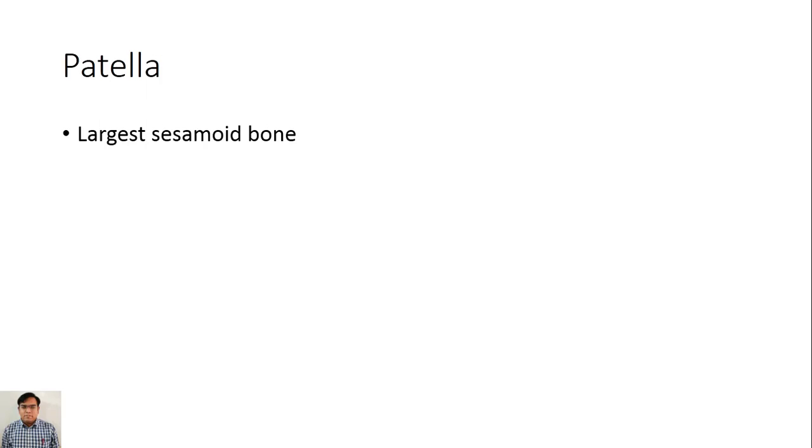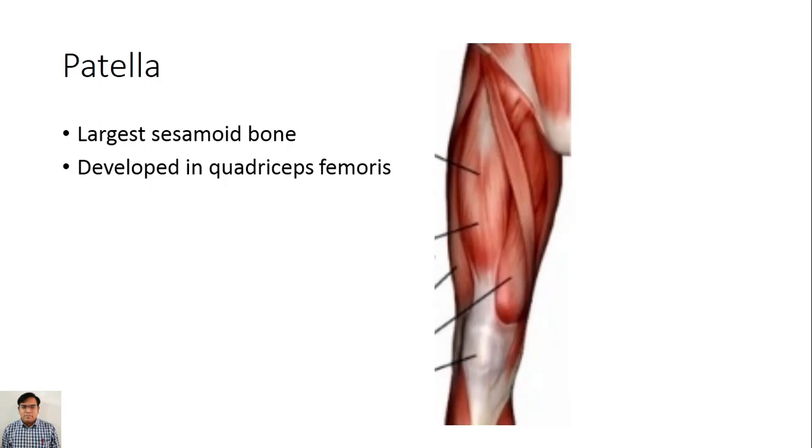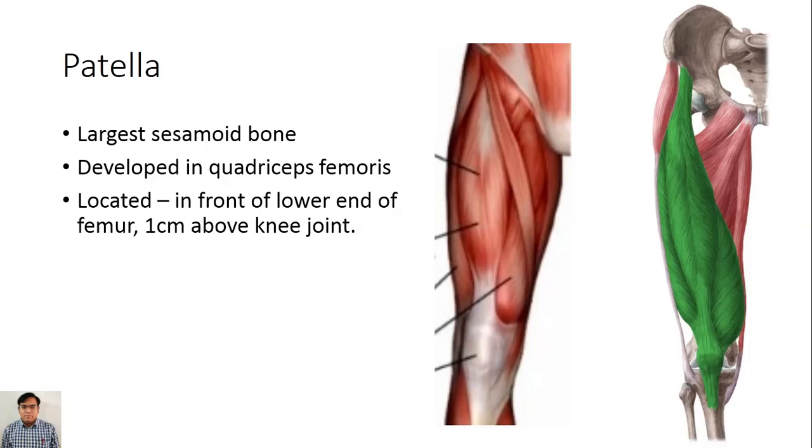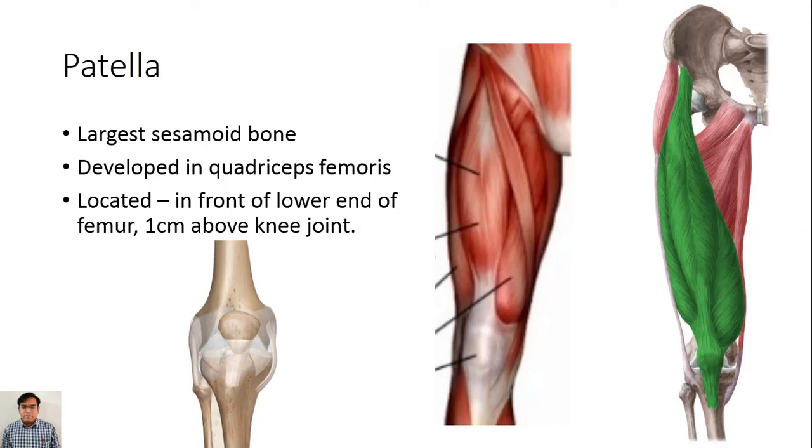As you all know, patella is the largest sesamoid bone of the body and it develops in the quadriceps femoris muscle. So this is the muscles of the front of thigh and this green structure is quadriceps femoris. So the patella bone develops in the tendon of quadriceps femoris and it is located in front of the lower end of femur as shown in this figure, and it is present just above, or 1 centimeter above, the knee joint.